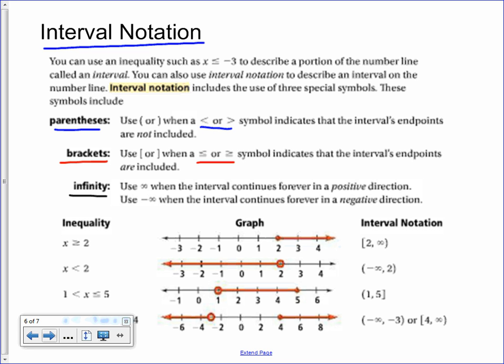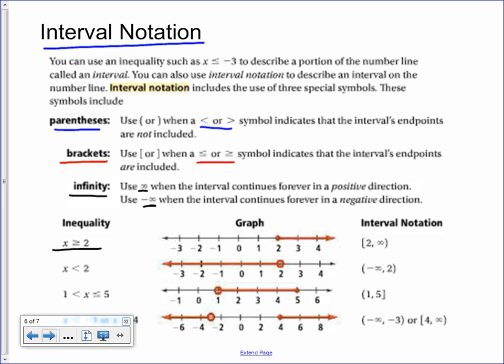The first one is positive infinity, which means it's going on forever in the positive direction. The other one is negative infinity, which means it's going to go on forever in the negative direction. So if I were going to try and write this inequality, x is greater than or equal to 2, we can see what the graph would look like in the center here.